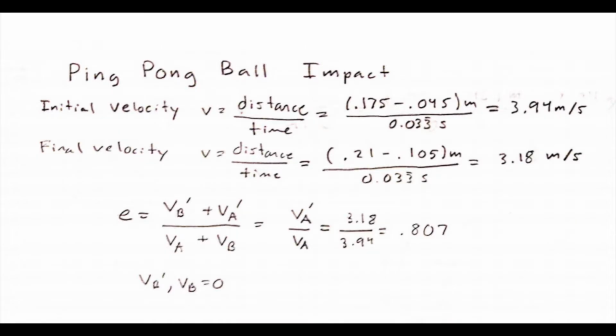For the initial velocity of the ping pong ball impact, we used the distance measurements divided by the time between frames. Similar calculations were used for the final velocity. To calculate the coefficient of restitution, we divided the final velocity by the initial velocity.